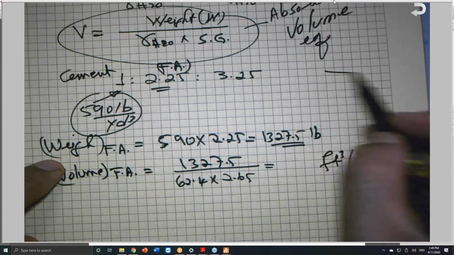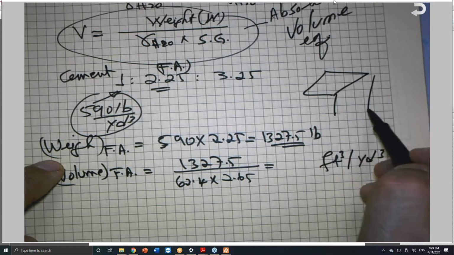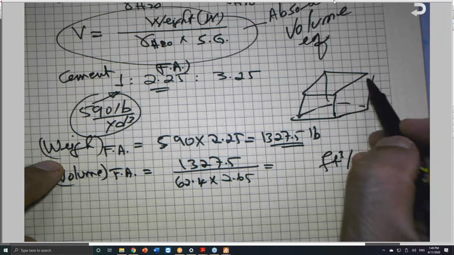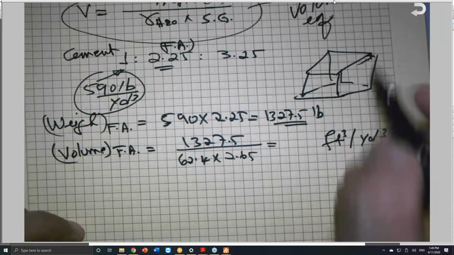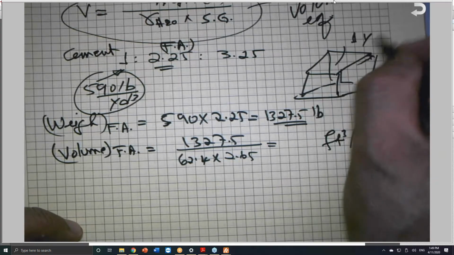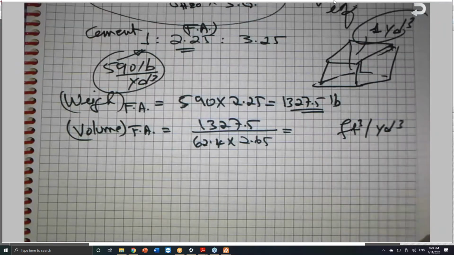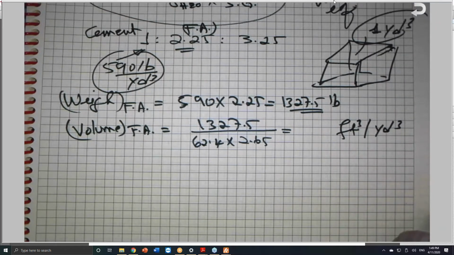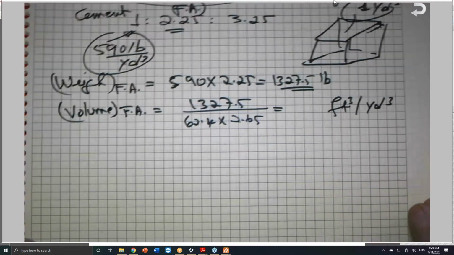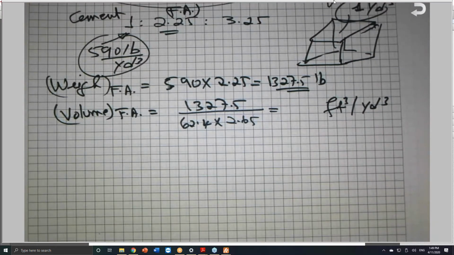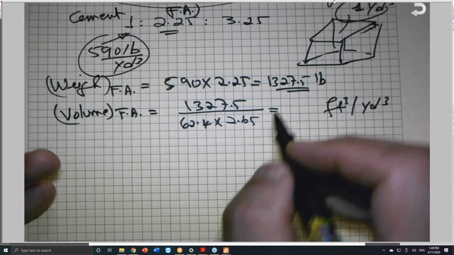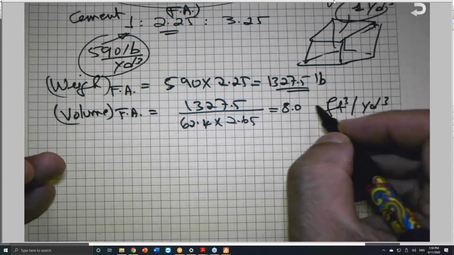Everything is based on 1 cubic yard, by the way. For concrete mixing, we are assuming that we have 1 cubic yard, and we can proportion our mix. It is the unit volume that we use, 1 cubic yard. So for this number, 62.4 divided, 2.65 divided, it's 8.03.